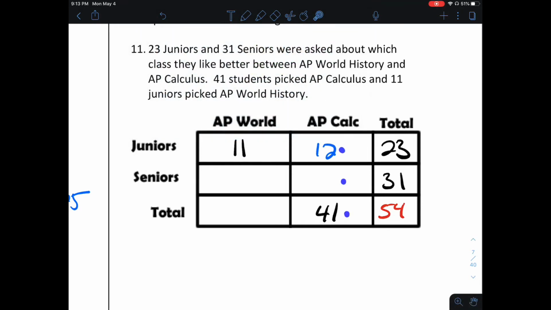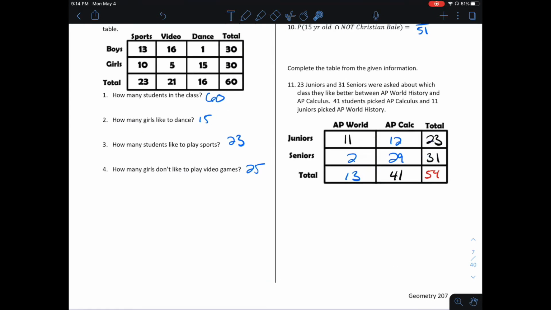12 plus this number has to be 41. That's going to make this 29. This number plus 41 is 54. It's going to make this 13. This number plus 29 is 31. That's going to make this 2. Let's just recheck. Yep. If you add across, you should get those numbers. You do, so we have been successful in filling out that table.